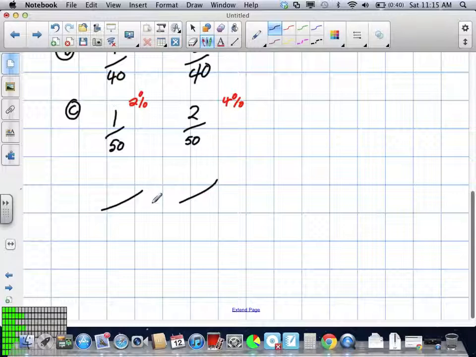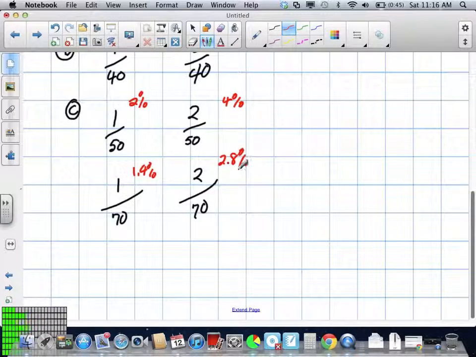So what number in the denominator here would give us a 1% increase each time? If 50 gives us 2%, 80. Wait, no, 70. Let's try 70. 1 in 70, 2 in 70. What does that give us as percentages? 1.4. And then what would 2 give us? 2.8. Are we going up by only 1% each time? No. So we've got to find a bigger number.